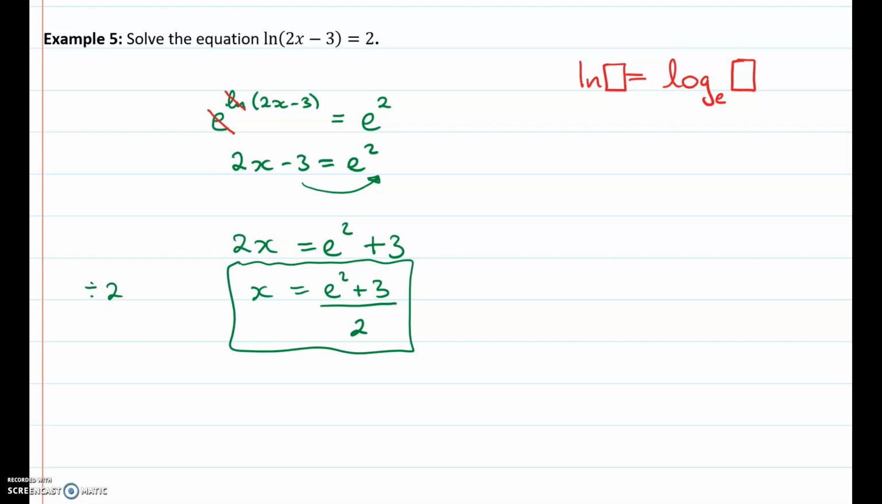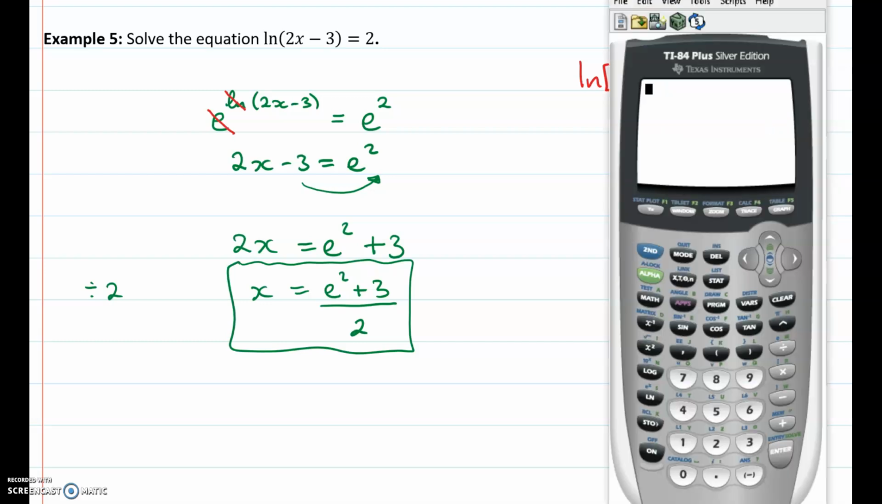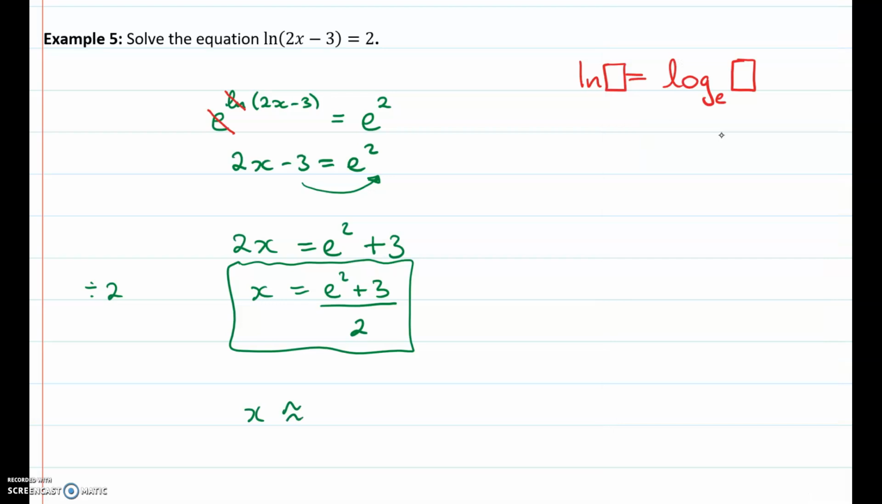And if you want an approximation, we can just bring up the calculator. It's e squared, so second and ln gives you e squared, close the parentheses, plus 3. So that's the top. Press enter at the top and divide by 2. And you get 5.1945. Corrected to 3 decimal places, that would be 5.195. So x is approximately equal to 5.195. Okay? And those are your answers.